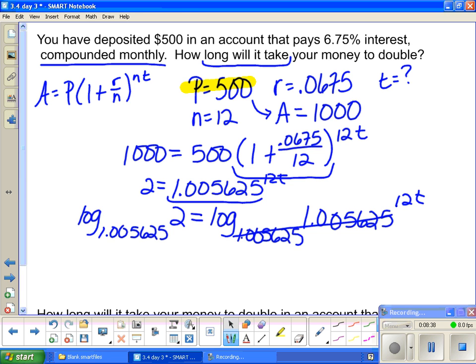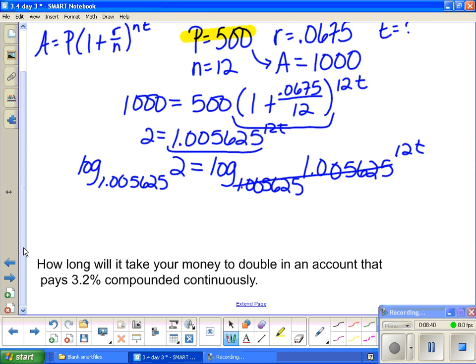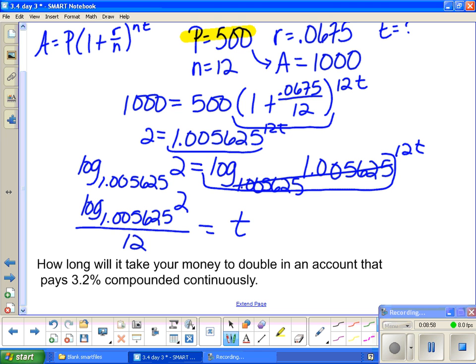So simplify. Now divide both sides by 12. I know it's kind of long. And that will give me my t, because this side here is now 12t. So I divided both sides by 12. And my t is about 10.3 years.